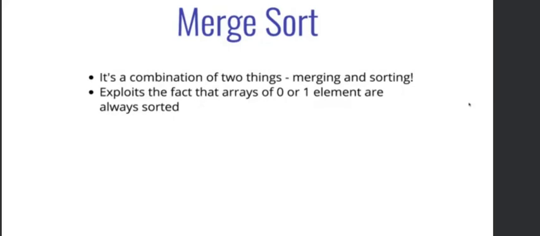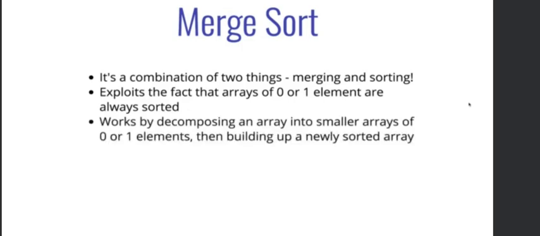So it exploits the fact that arrays of 0 or 1 element are already sorted. So if you were asked to sort an array that just consists of the number 1, and that's it, you know it's sorted. Or it's just the number 9, it's sorted. Or if it's empty, it's sorted. So merge sort takes advantage of that fact. It works by decomposing an array into smaller arrays. That's something known as a divide and conquer approach.